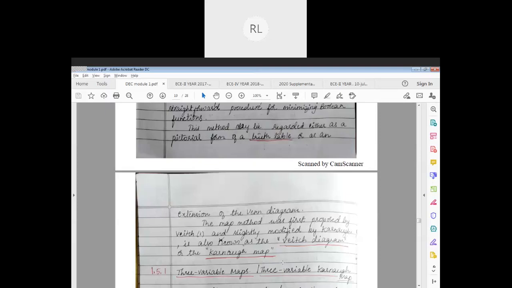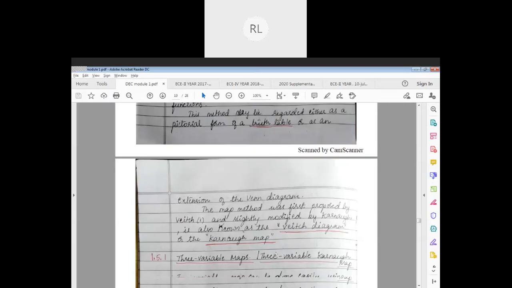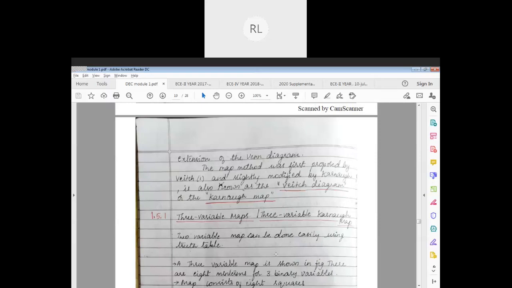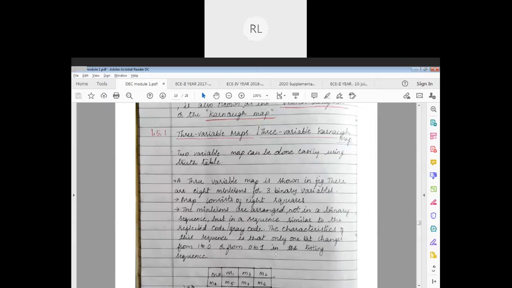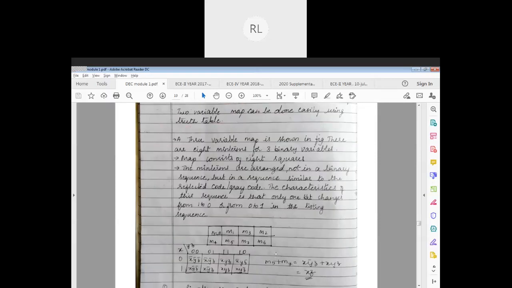The map method was first proposed by Veitch and slightly modified by Karnaugh. So there are two names for the same map. We call it the Veitch diagram or Karnaugh map. In simple terms, we also call it a KMap.